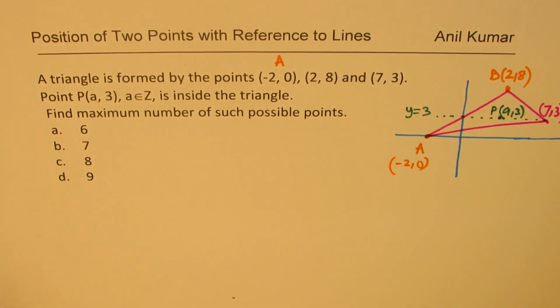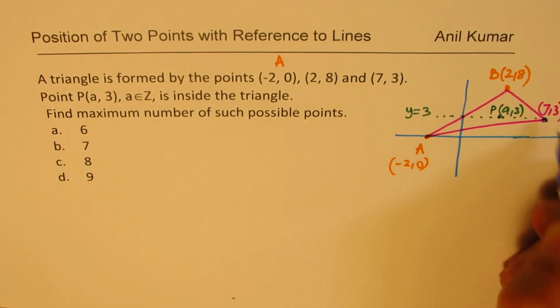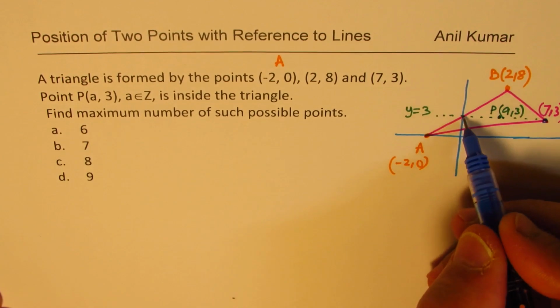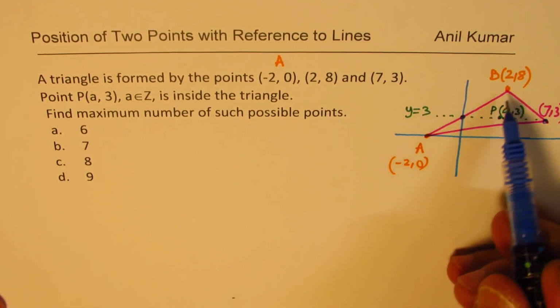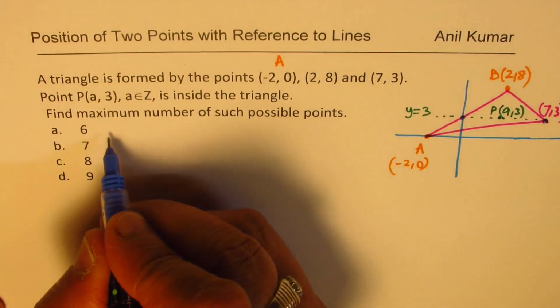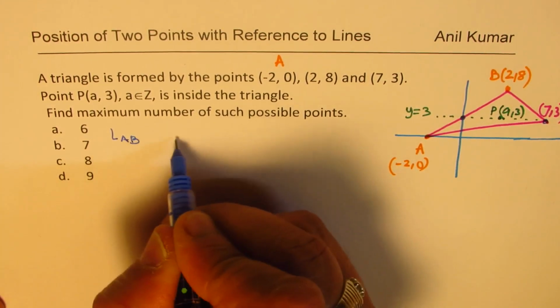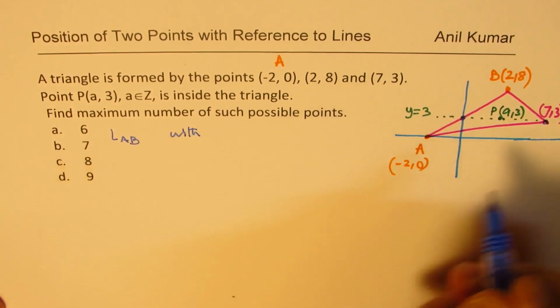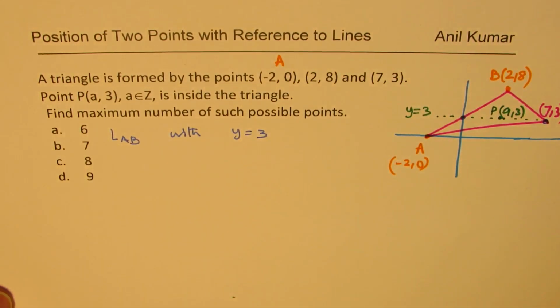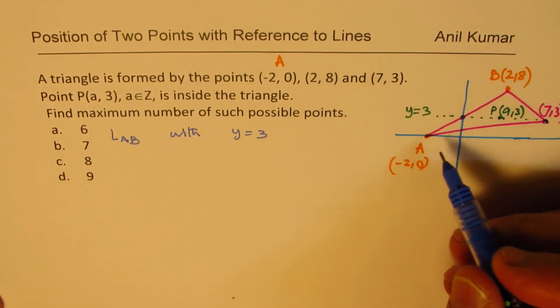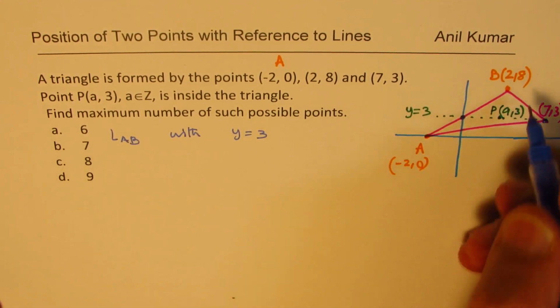Now clearly, we know our right extreme is at 7, 3, right? So we know this is one of them. We need to now figure out what is the point here. So basically, we want the intersection of line AB with the line y equals to 3. Is that clear to you? So that is a strategy to solve this particular question. So let's find the equation of the line AB first.